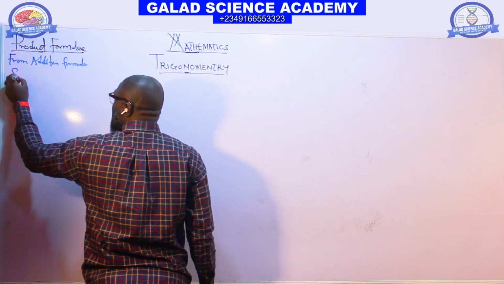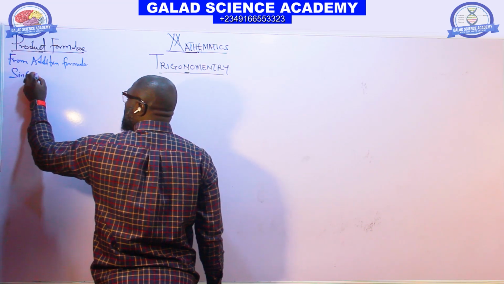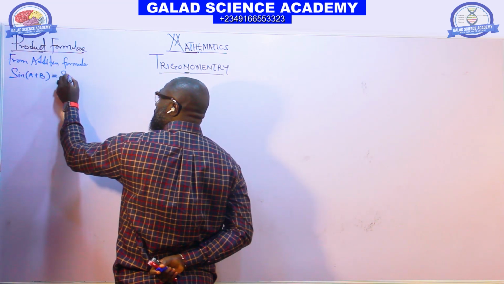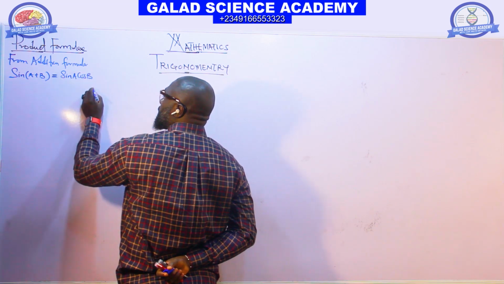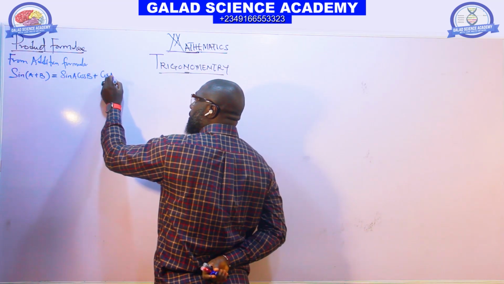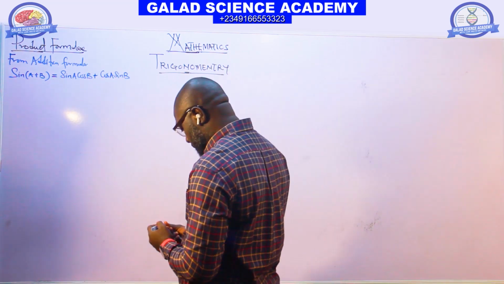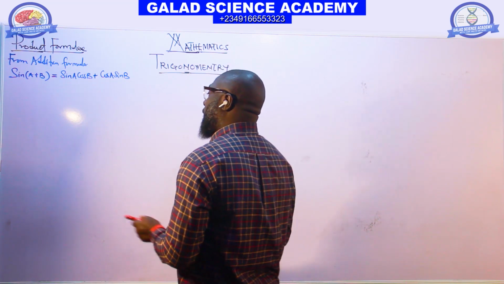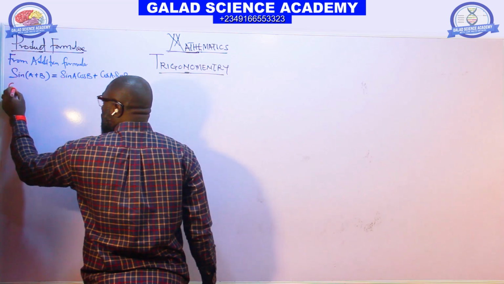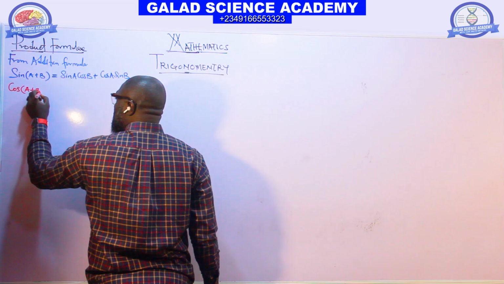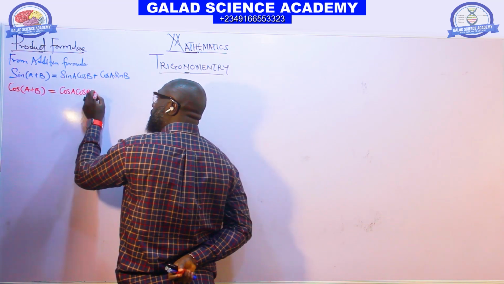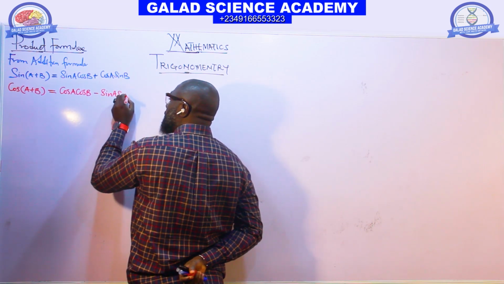You know that if you have sine of angle A plus B, it is equal to sine A cos B plus cos A sine B. And we can also say cos A plus B is equal to cos A cos B minus sine A sine B.